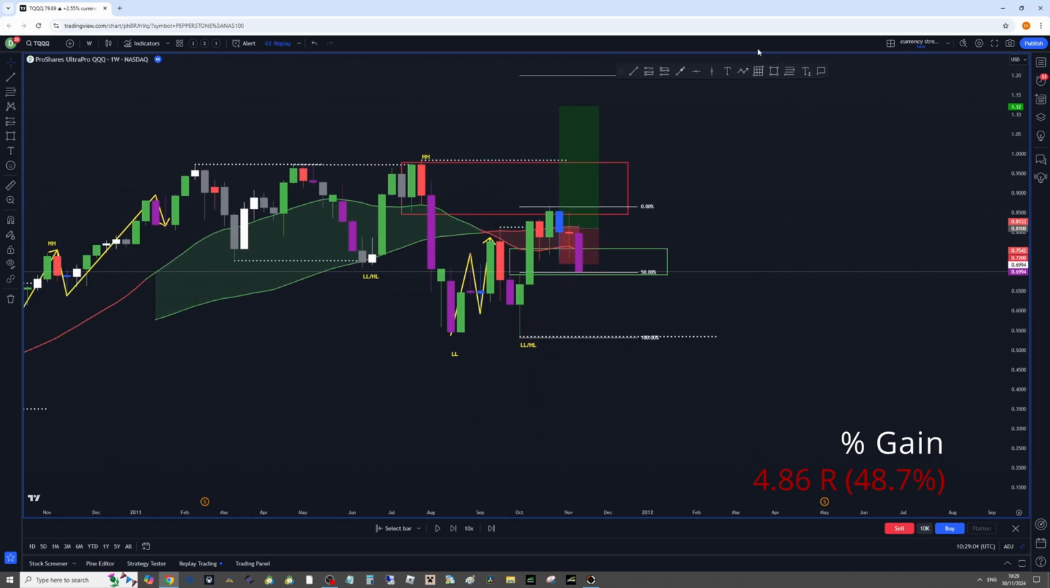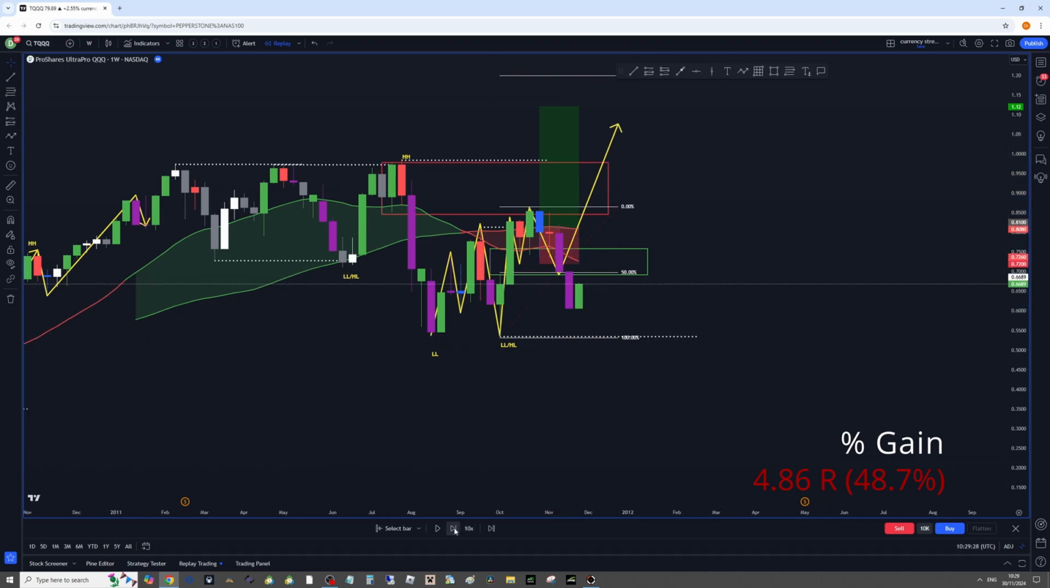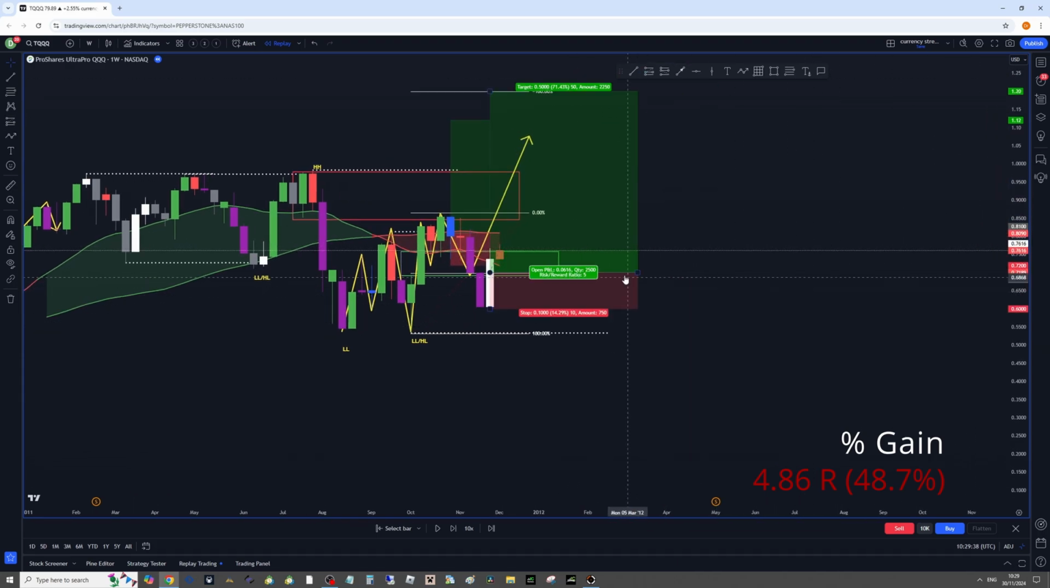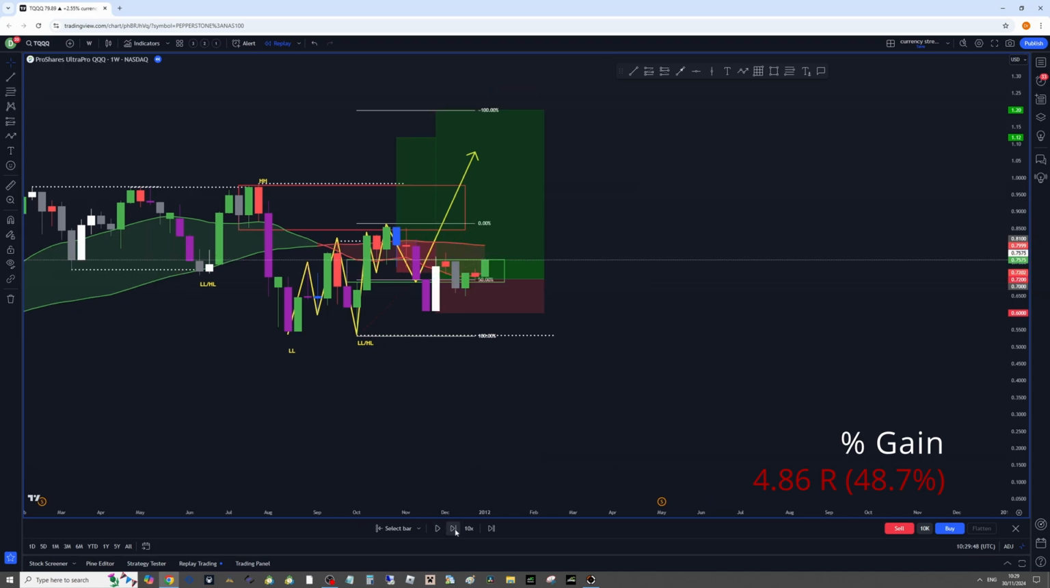So internal structure right now is looking bullish because we've gone up, pulled back, gone up, pulled back, didn't close below, so it's bullish. Okay, so I'm predicting this happens. So put an entry there, target this area. This is 5 to 1.